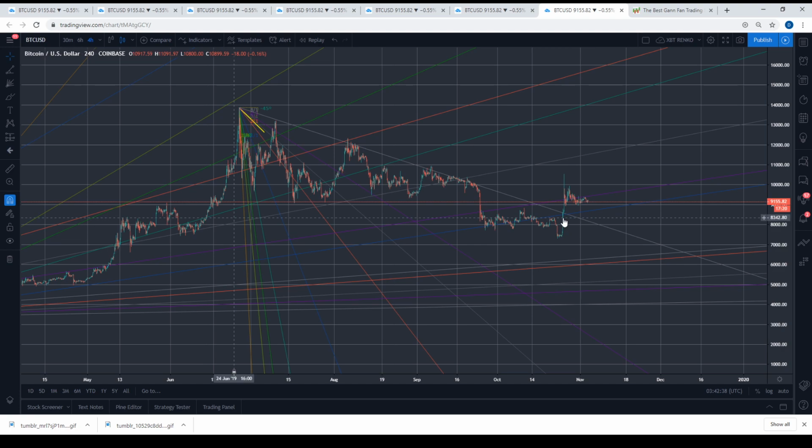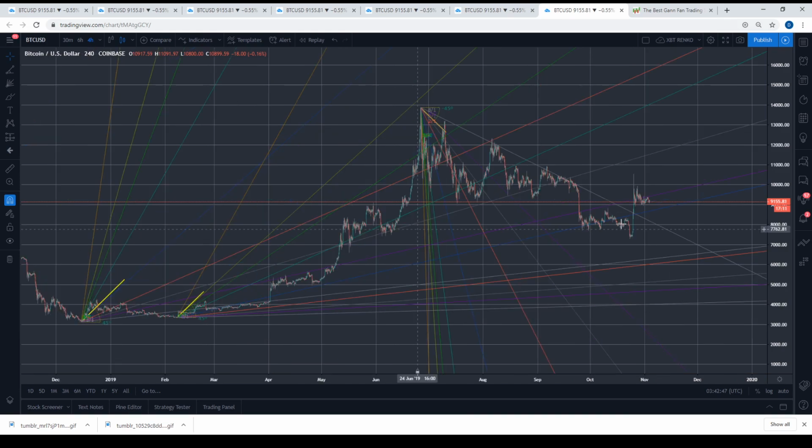All right. And now what do you do? Just because it's above the blue 1-to-1 from this pivot low, do you stay long? No, you don't. Why not? Because now you could start to play this pivot low of the minor move. Do you understand that?